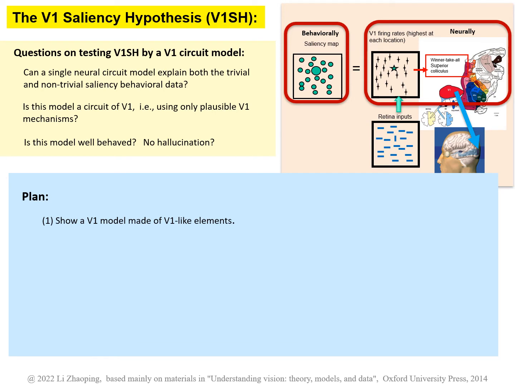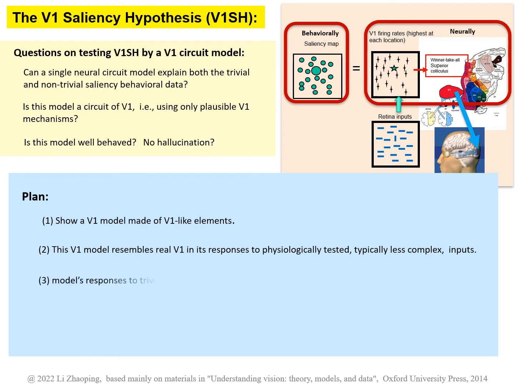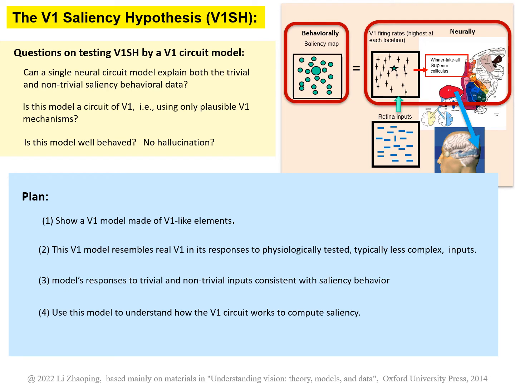Therefore, let's show a V1 model made of V1-like elements. It should resemble real V1 in its responses to physiologically tested inputs, which are less complex. This is a way to calibrate our V1 model to the real V1. We'll use this model to observe simulated V1 responses to trivial and non-trivial visual inputs and see whether these responses are consistent with saliency behavioral effects. And this model can also help us to understand how the V1 circuit computes saliency.